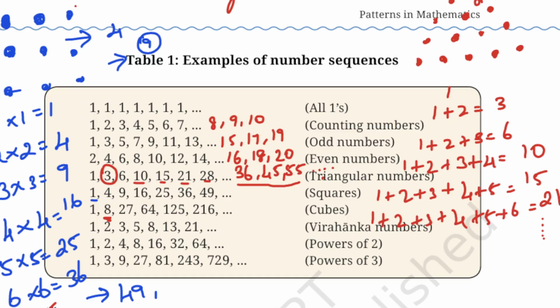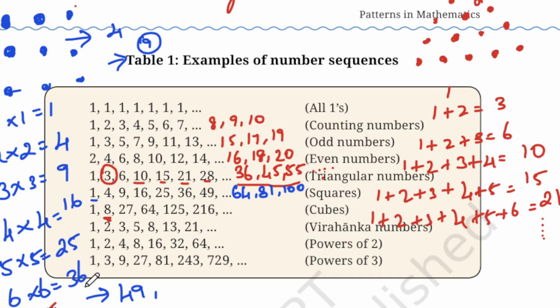So next 3-digit numbers you can write. Next you have 8. 8 8s are 64. 9 9s are 81. 10 10s are 100. So the next 3-digit numbers are 64, 81 and 100. So you can write 64, 81 and 100.